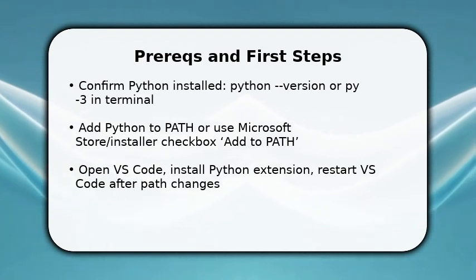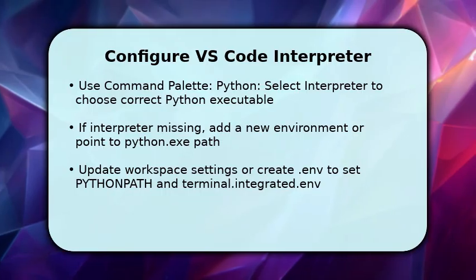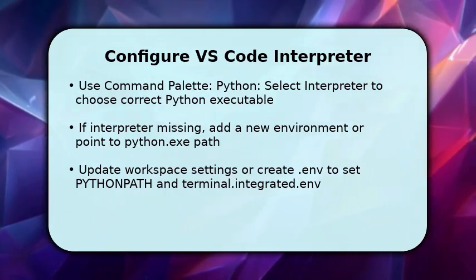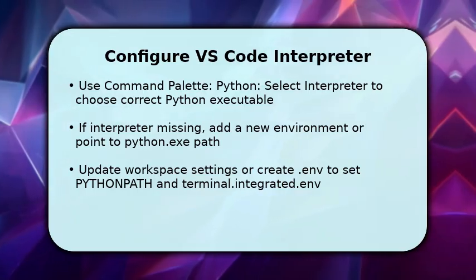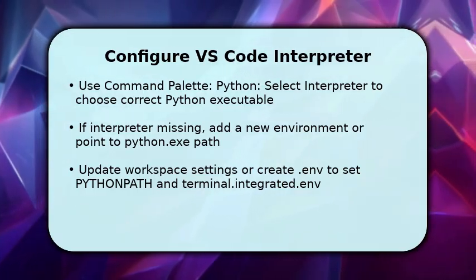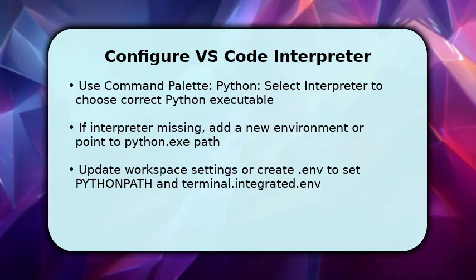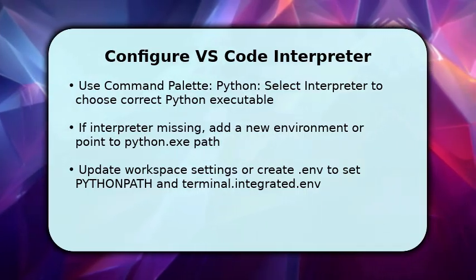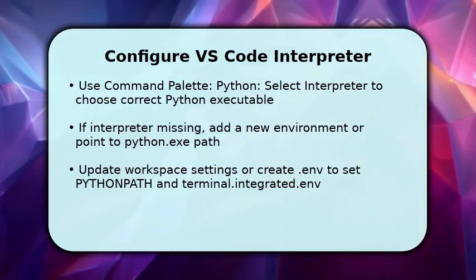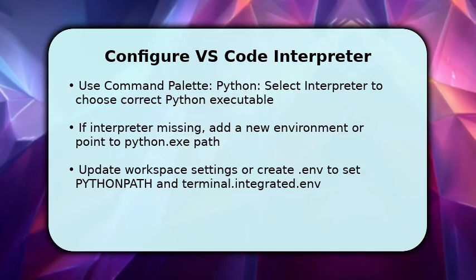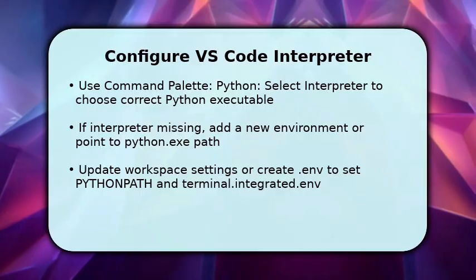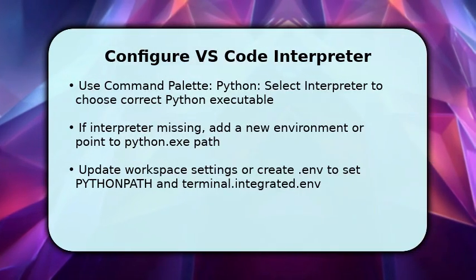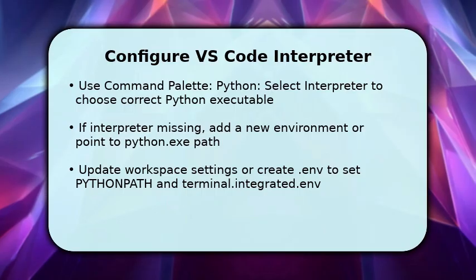You now choose the interpreter inside VS Code. Open the command palette and run Python: Select Interpreter, then pick the exact python.exe or virtualenv you use. If it isn't listed, add the full path to python.exe or create a venv in your project and select it. Make sure workspace settings reflect that interpreter, and if needed, set PYTHONPATH in a .env file. This ensures VS Code and its debugger launch the same Python runtime you intended.